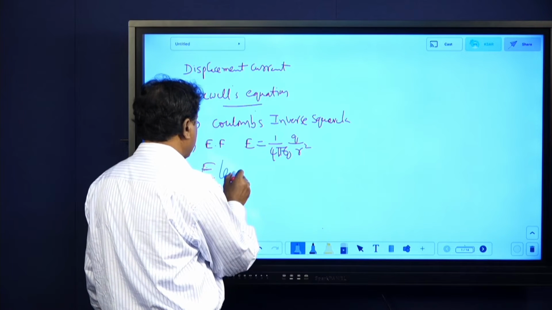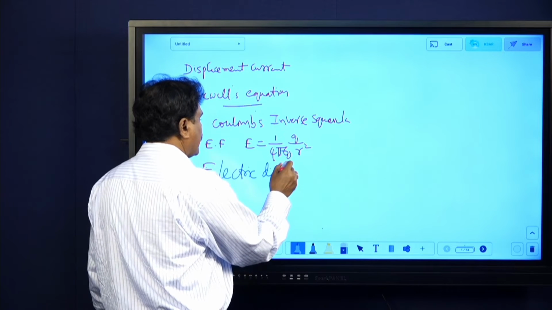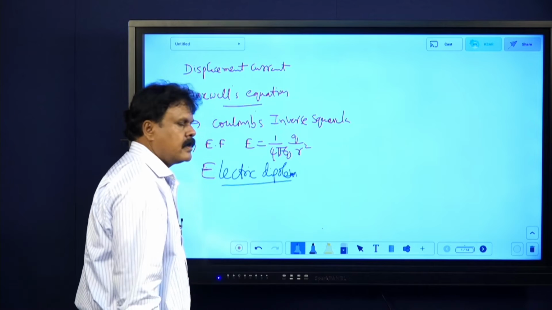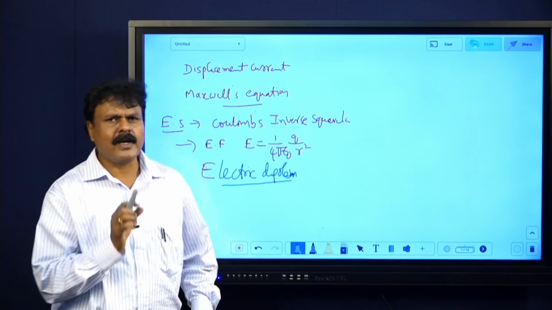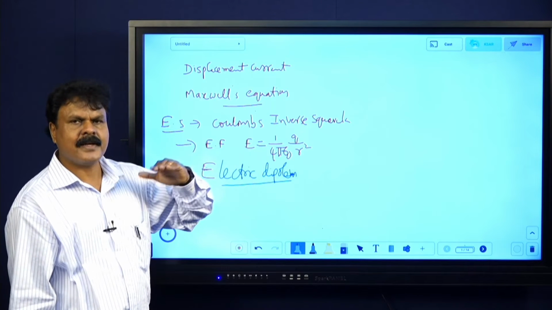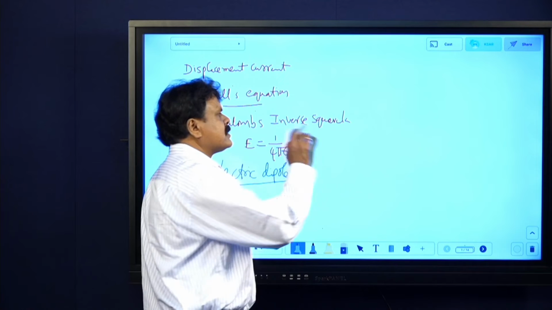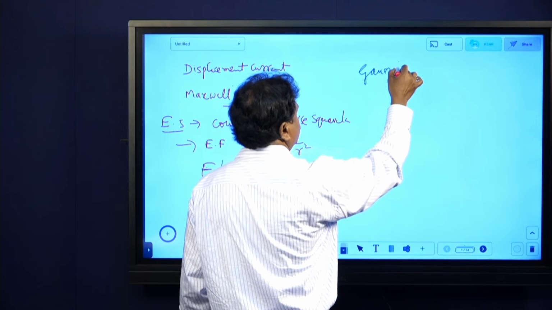Electric dipole, and electric dipole moment, and electric lines of force. But here those two expressions are important. Electric field near a dipole, on the axial line, on the equatorial line, you should know those things. And after that, some important things, Gauss law.